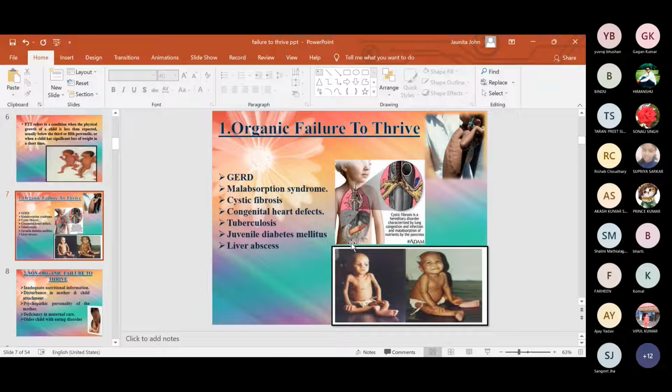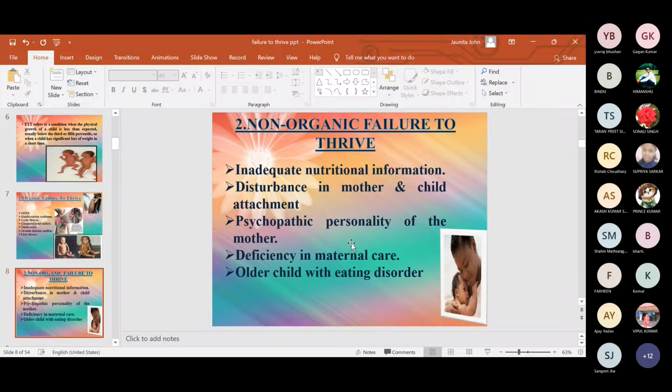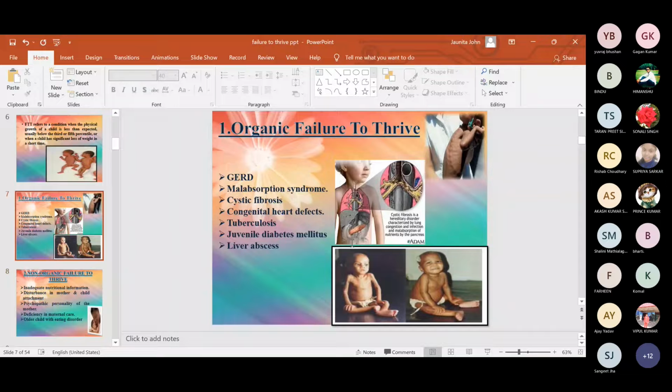If there is a medical cause already, at that particular time they will be having organic failure to thrive. Next will be non-organic failure to thrive. Where there is involvement of a medical cause, that will be organic. Where there is no involvement of a medical cause, that will be non-organic. So how will you write it? Organic occurs when there is an underlying medical condition or a medical cause. If there is a medical cause behind it, that will be organic failure.